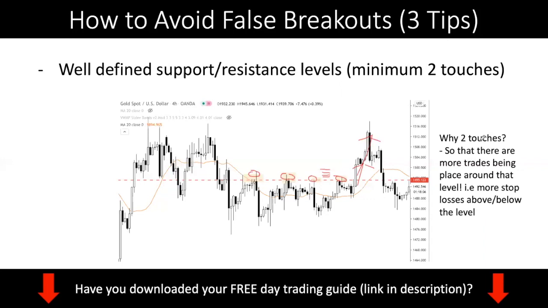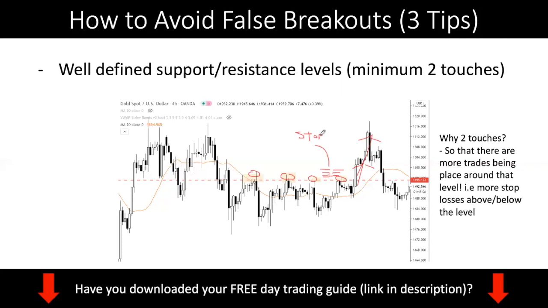So when you have multiple touches, what you are essentially saying is that there are a lot of stop losses above the level, and these stop losses are actually buy stop orders. And buy stop orders will further fuel the movement. It will further help price to move higher. So you want to watch out for that. You want to see that there is a minimum of two touches. So that's the rationale for it.